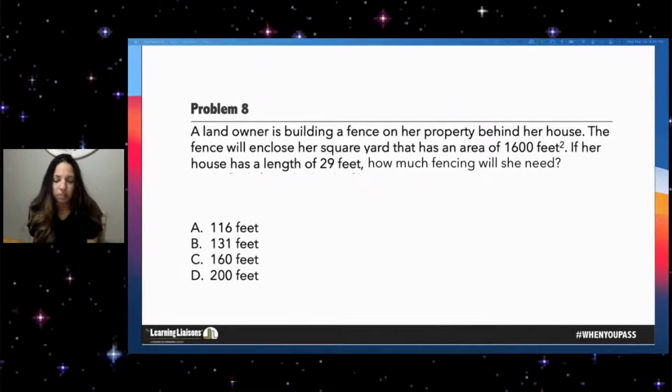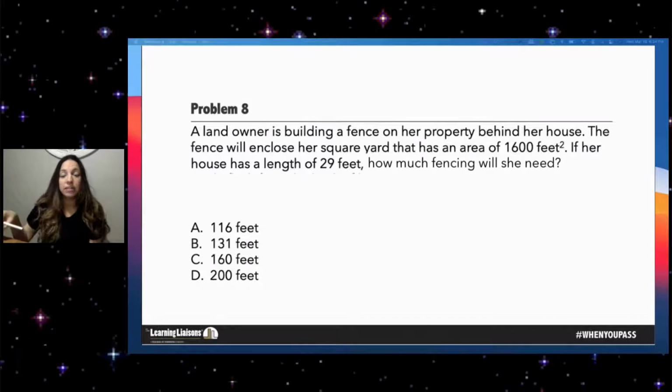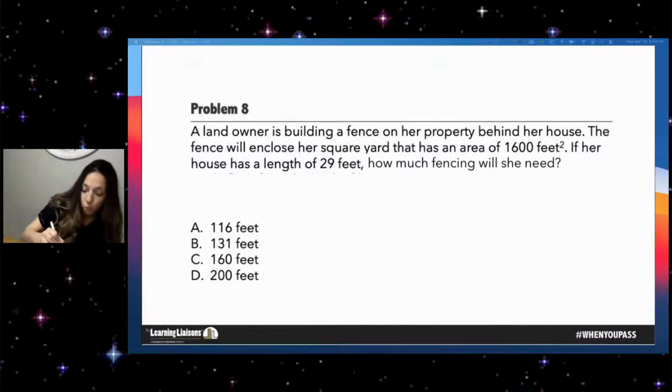All right, problem number 8. A landowner is building a fence on her property behind her house. The fence will enclose her square yard that has an area of 1,600 feet squared. If her house has a length of 29 feet, how much fencing will she need? This is a very interesting problem because some people are just going to jump right to it and they're going to get the wrong answer. What do we know? We know that she has land, she has a house, and her yard is 1,600 square feet, and it's a square.